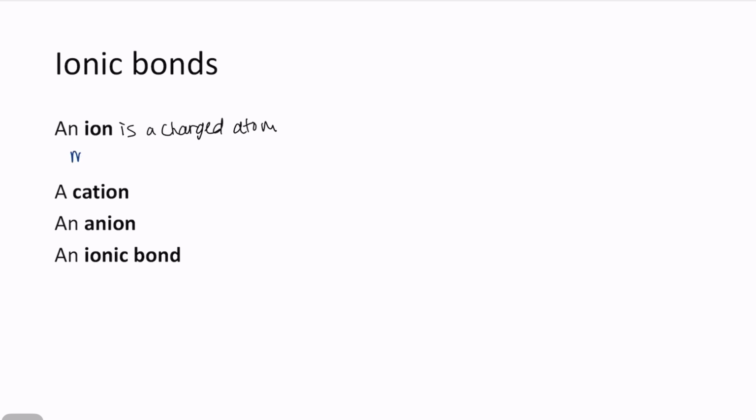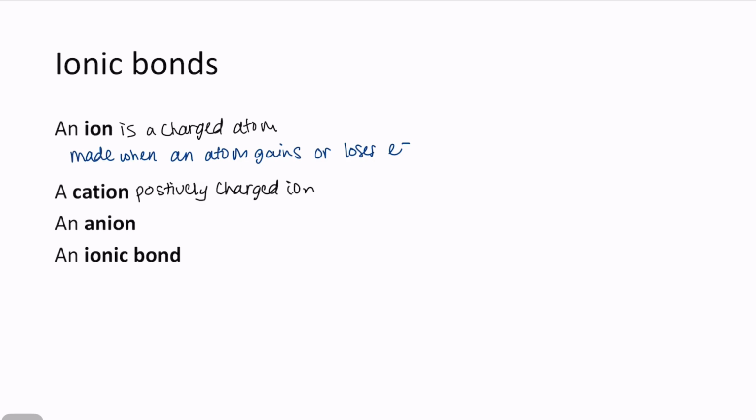So, an ion is made when an atom gains or loses electrons. Now, a cation is a positively charged ion, which means that it's going to have to lose electrons. Because the only way an atom can be positively charged is if there are more protons than electrons.